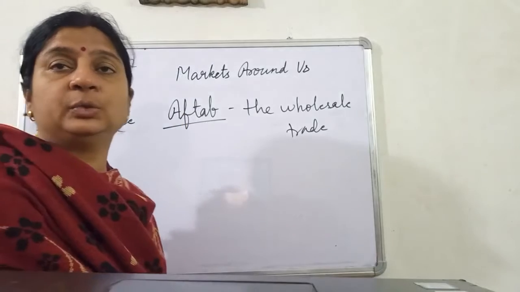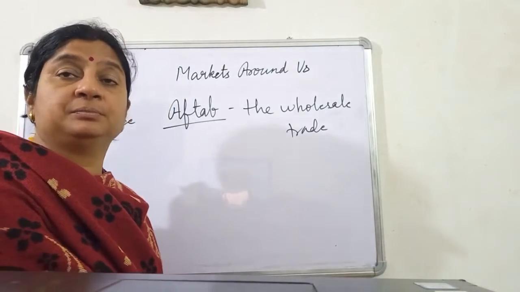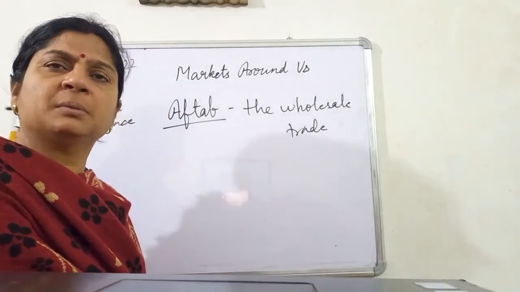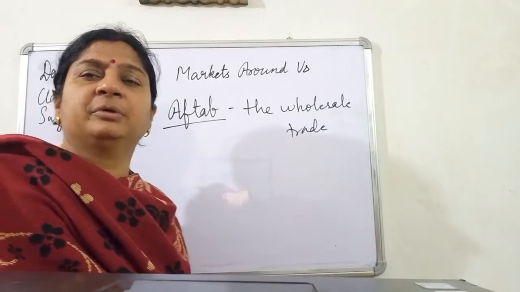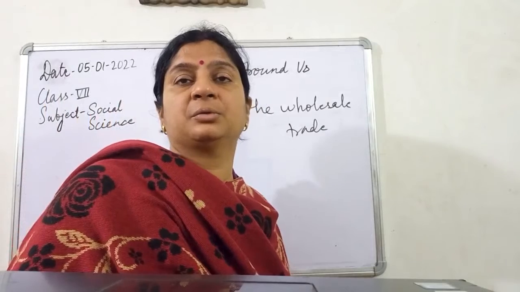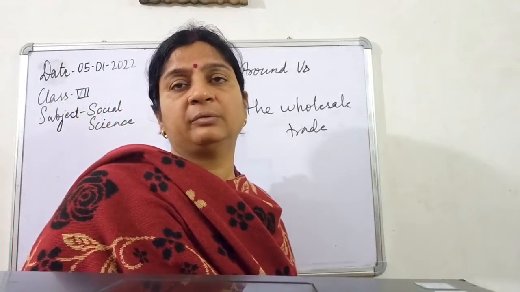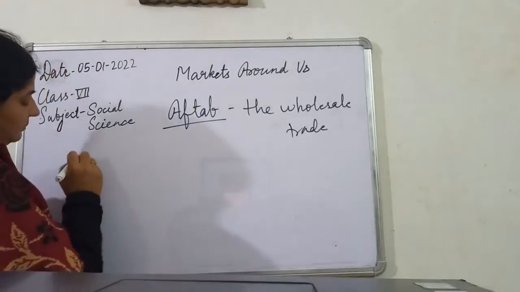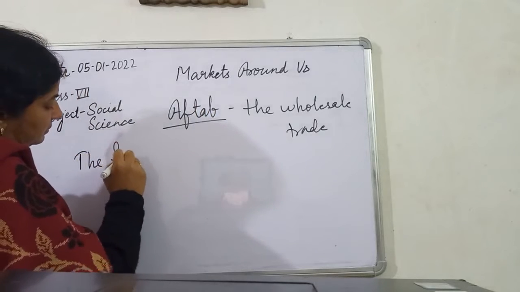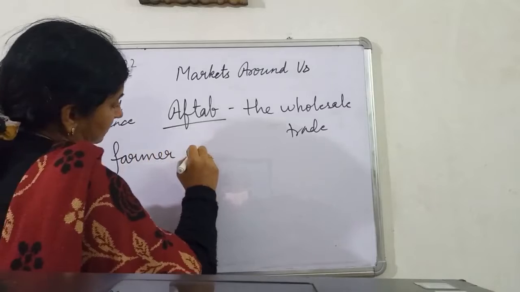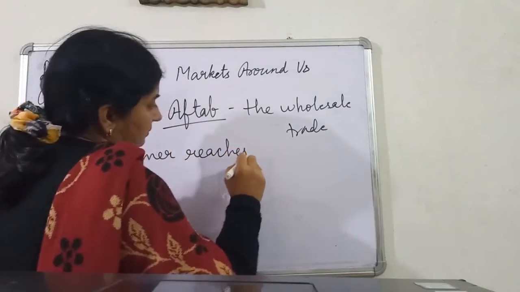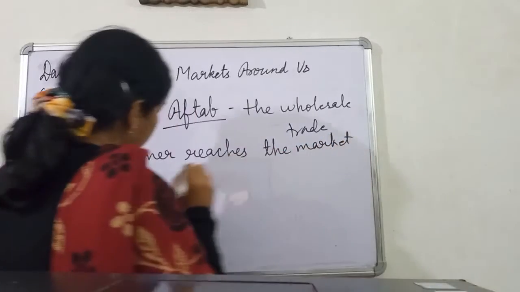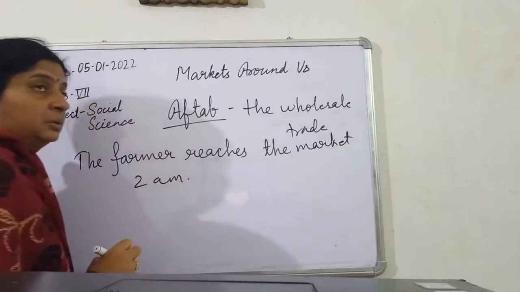Okay, so we find that his day starts at 2 o'clock in the morning, when this is the time when vegetable reaches the market. And how it reaches the market, different types of vehicles like trucks, matador, tractor, trolley, all these are used by the farmers to reach the market. So the farmer reaches the market at 2 a.m. with their produce, है ना. अपने produce के साथ वो 2 a.m. पे आते हैं. अब उसके बाद क्या होता है, auction.